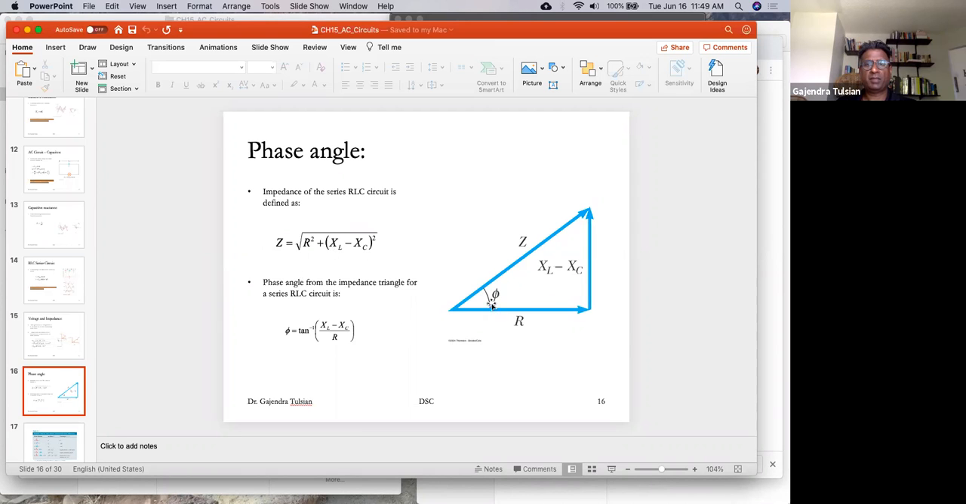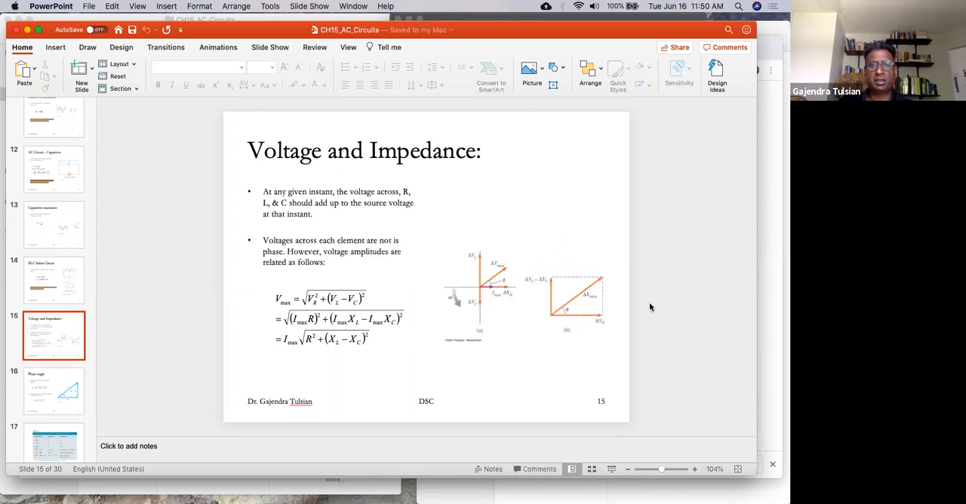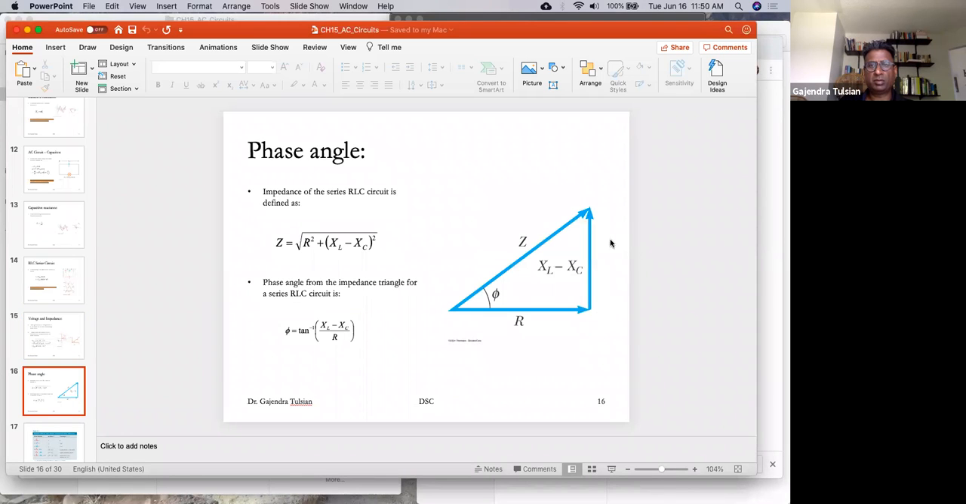Okay, and this phase angle will turn out to be equal to... there's the Z vector, the Y component of the Z vector is XL minus XC, and the X component is R. So this phase angle is tan inverse of (XL minus XC) divided by R.